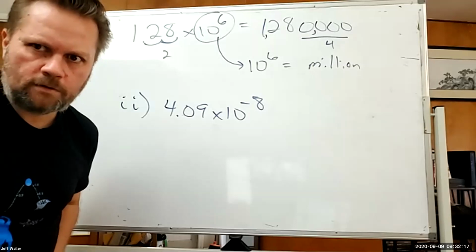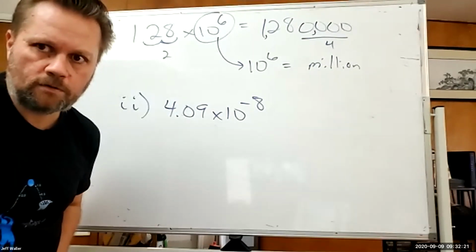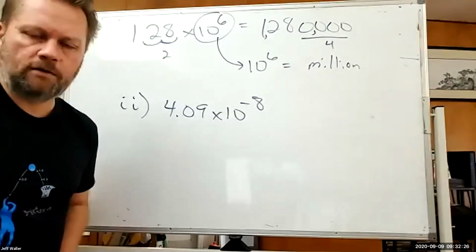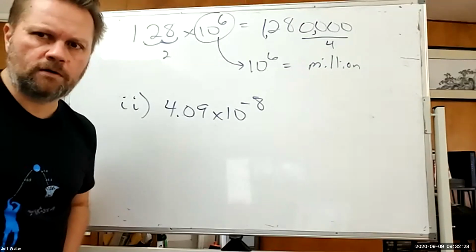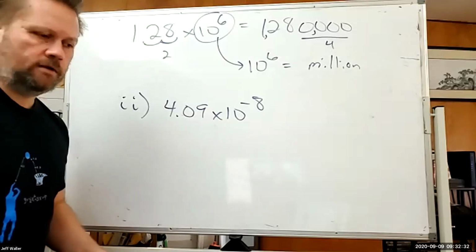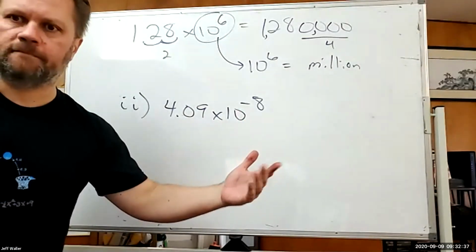Okay, Jeff, you have a negative, right? How do you pronounce that number, the negative number? What's the proper math word? This is 4.09 times 10 to the negative 8. Okay. Yep.